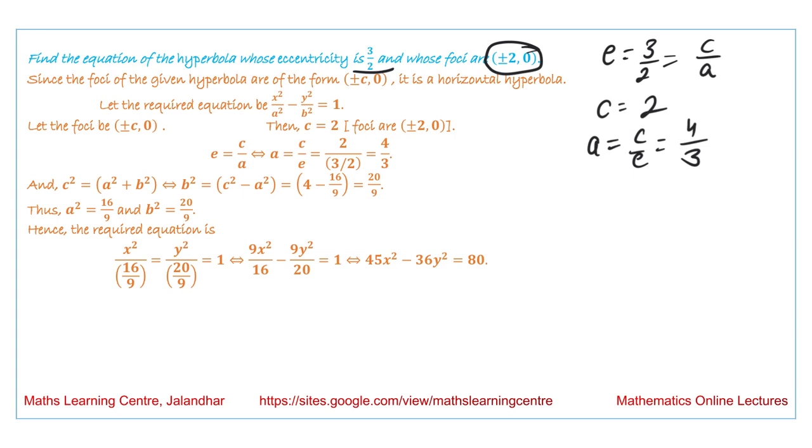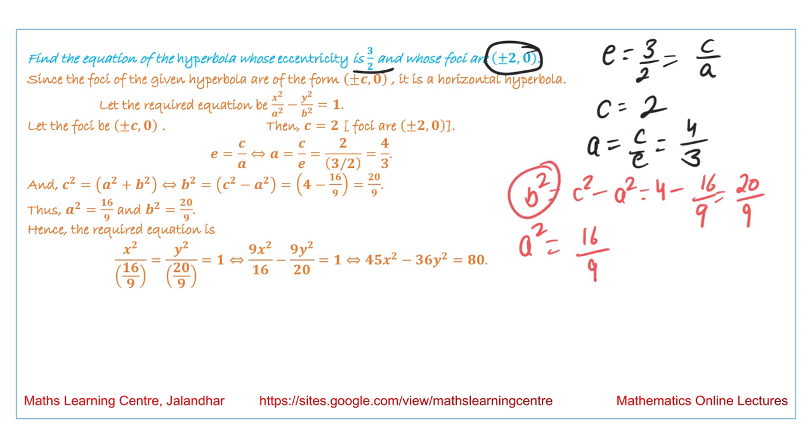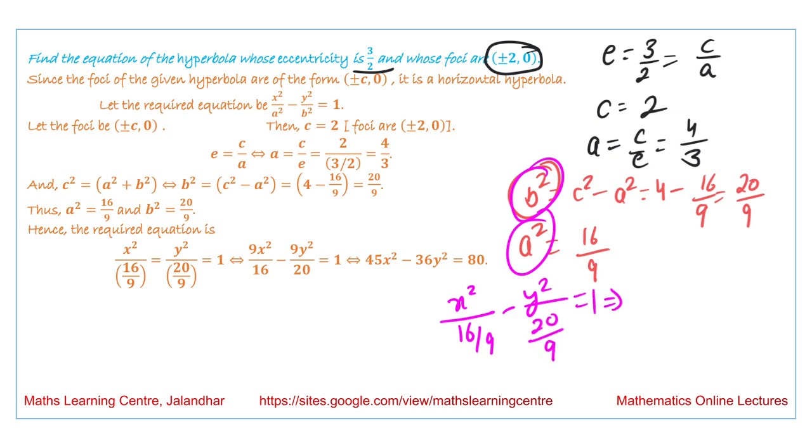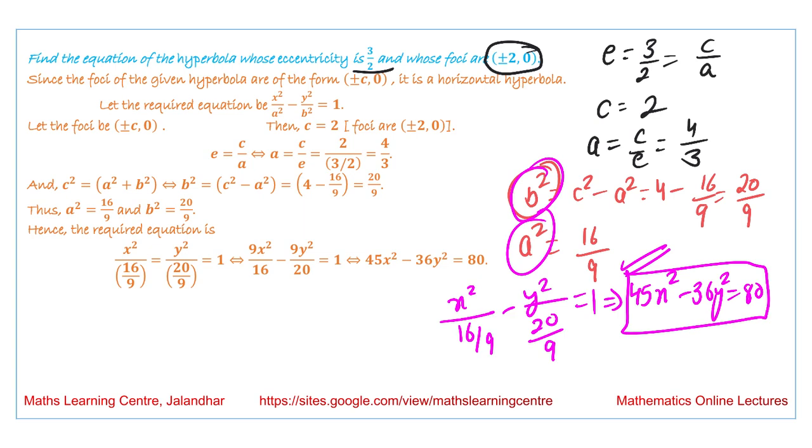Now we know b square is equal to c square minus a square, so that is equal to 4 minus 16 by 9, so the answer we obtain is 20 by 9. So we are getting a square is equal to 16 by 9 and b square is equal to 20 by 9. So the equation becomes x square over a square, that is 16 by 9, minus y square over b square, that is 20 by 9, is equal to 1. So this implies 45x square minus 36y square is equal to 80. So this is the required equation of the hyperbola.